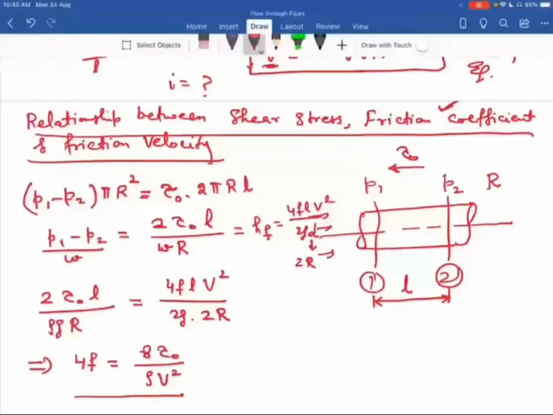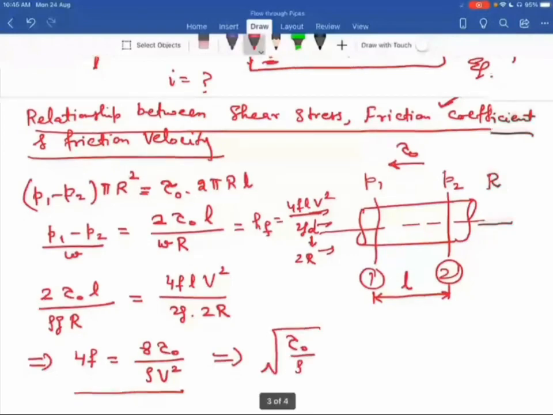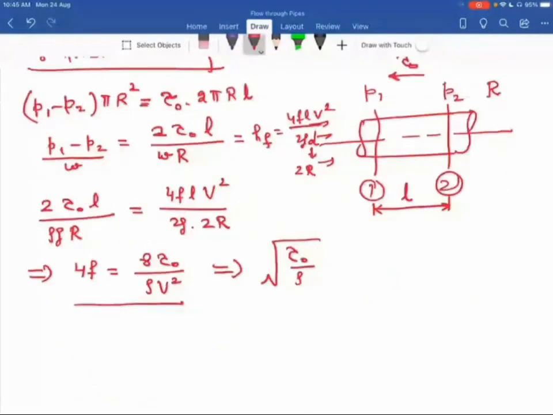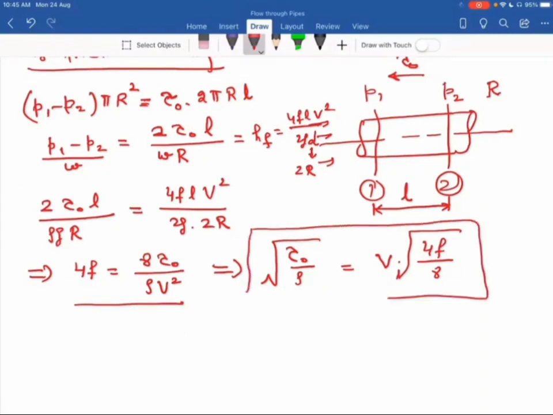So this is the relationship between friction coefficient f and the shear stress tau. Now further I can write from here the term under root of tau O by rho should be equal to V times under root of 4f by 8. I write it as 4f because 4f is the friction factor. So you have another relation. This is the relationship between tau O and f.